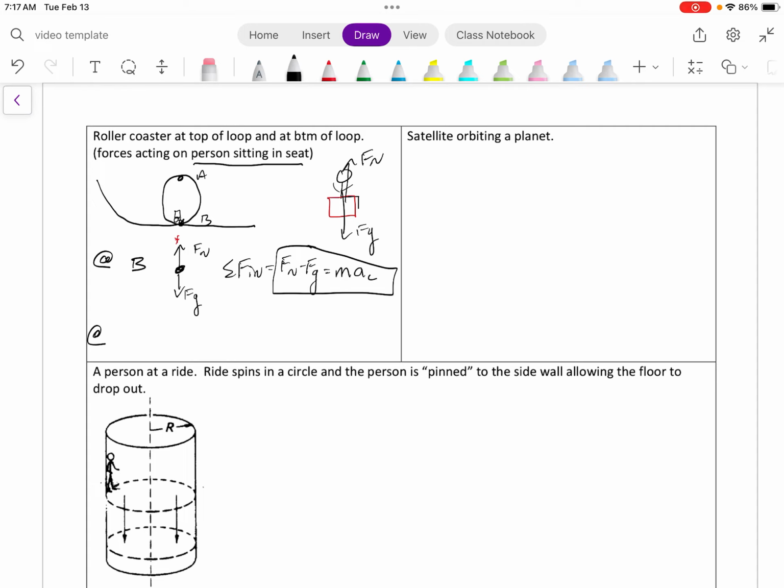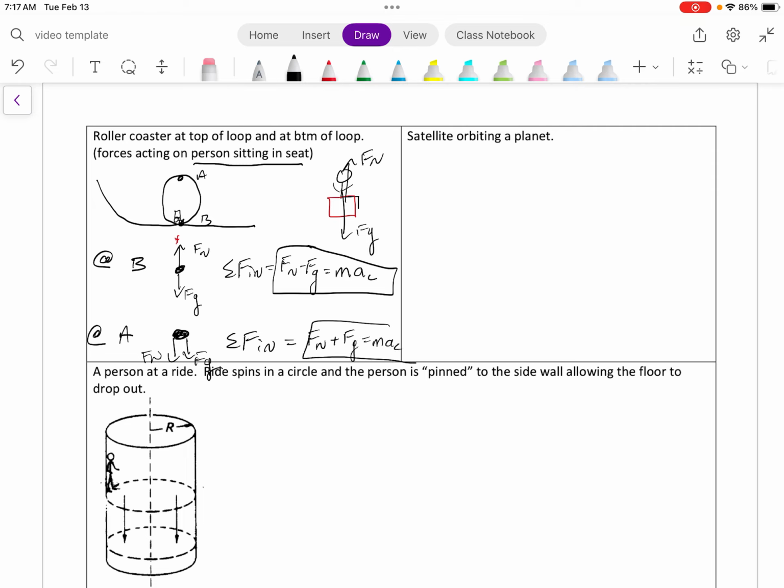And then at A, this is the dot that represents the person. She's upside down. She's still got her rear end on the seat. Force normal, downward, force of gravity, downward. And now I will sum the forces inward, and it is equal to, both of them now are pointing towards the center of the circle, so they're both positive.